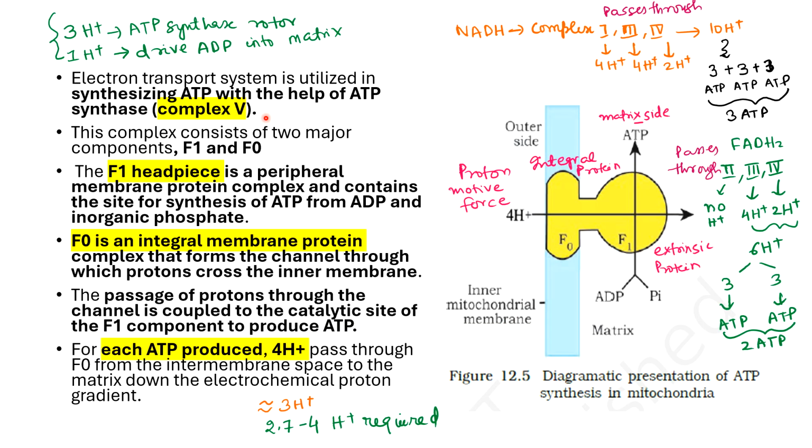Now let's see complex 5. Complex 5 is acting as the ATP synthesis unit. So it has two components, F0 and F1.